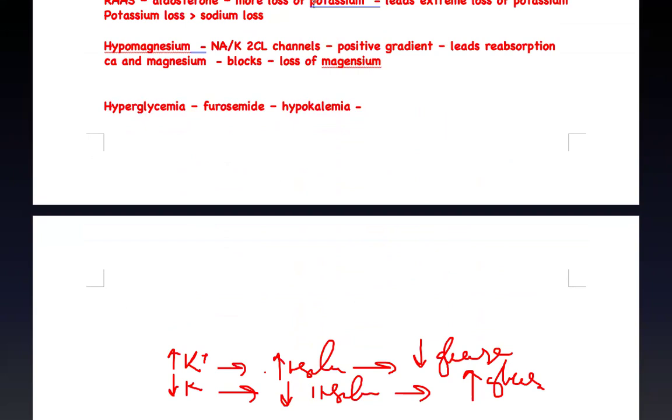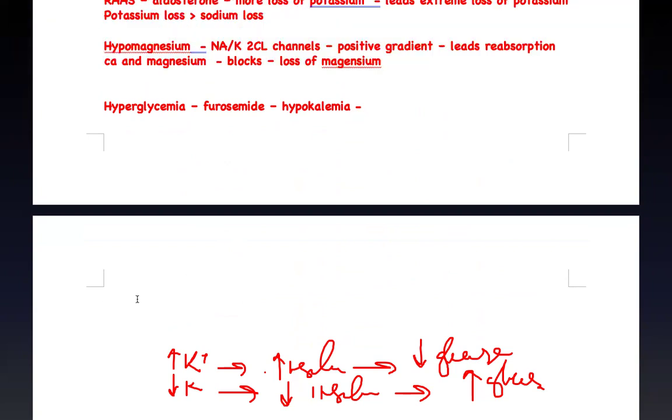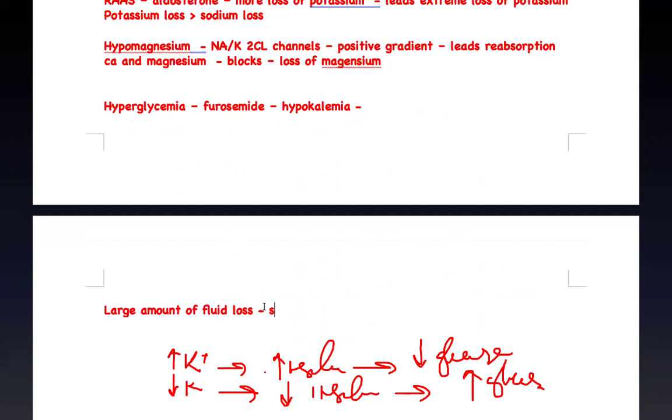The second mechanism for you to know is related to basically stress, right? When you lose a lot of fluid, your body does not like it. A large amount of fluid loss. What do you think? Your body thinks you're dehydrated. Your blood pressure is going down. It releases stress hormones. Or the RAS system also releases stress hormones, like cortisol, and that increases your glucose.